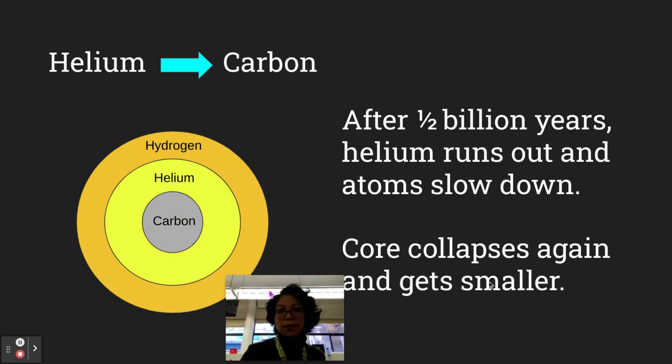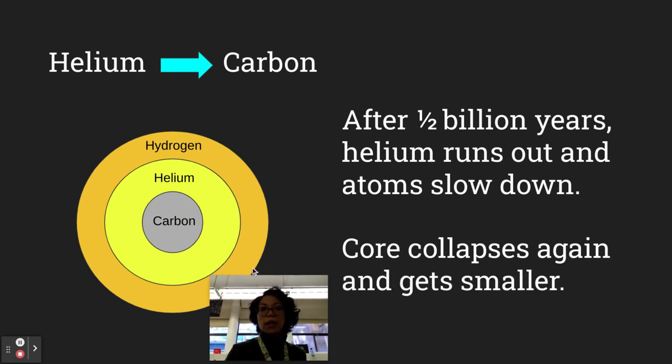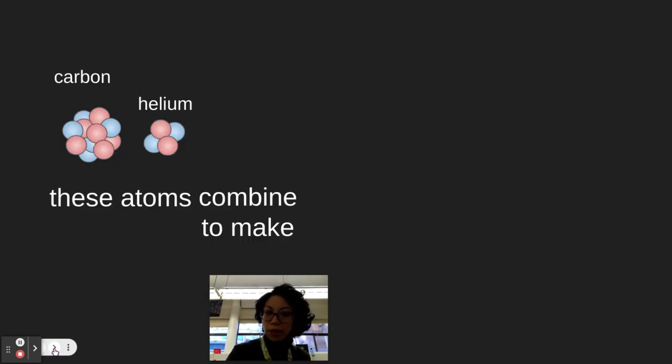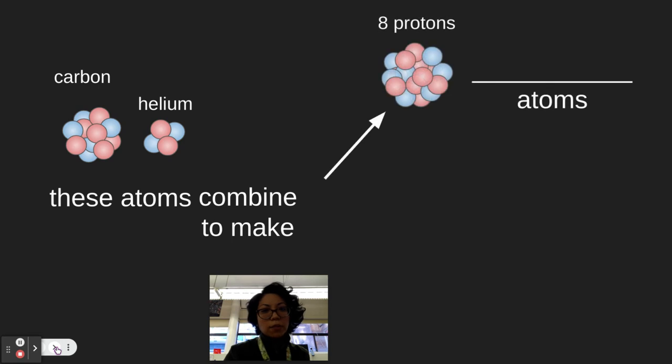Okay, but what happens is the same as before. Now, because they slowed down, there's no pressure pushing outwards, and so gravity wins again, and it makes the core of the star even smaller. Okay. So you could probably guess what happens from here. Those carbon atoms that were slowing down now start getting all fast again. And they actually end up combining with some of the helium. There's a little bit of helium left over. And so they combine to make some new elements.